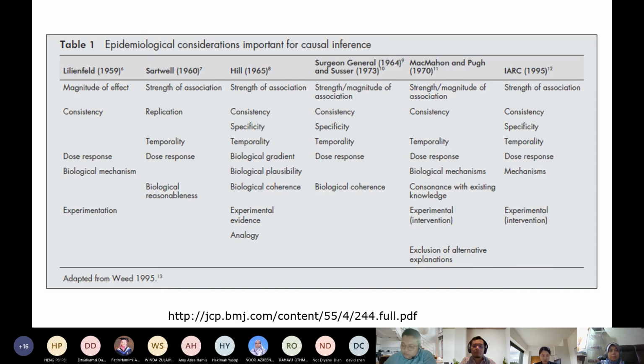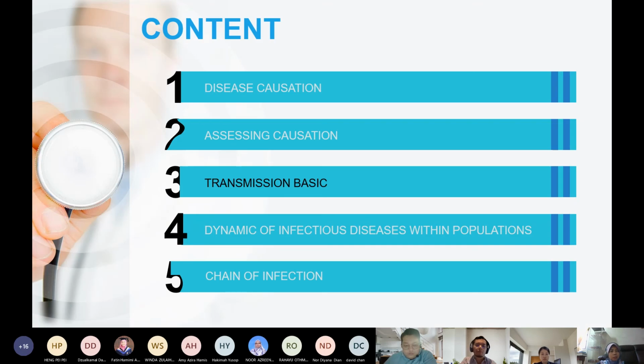These are other examples of guidelines. Hill's are here, it's old already, 1965. So there are a lot of other guidelines as well. Okay, that's disease causation and assessing. So we go to transmission basics. We have two topics, causation and transmission. We try to go into transmission.